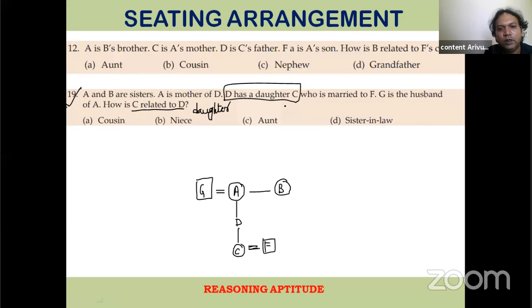Okay. So maybe they wanted to ask how is C related to G, maybe cousin, niece, aunt, sister-in-law. Maybe they wanted to ask how is B related to G? Maybe that is what they wanted to ask. I don't know. In that case, the answer would be sister-in-law, right? So some typing mistake is there, and so the whole question is wrong in that case. So I hope this point is clear.